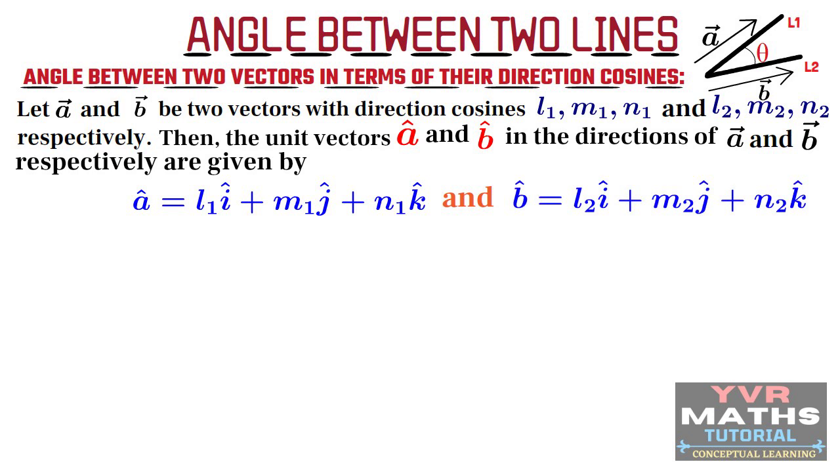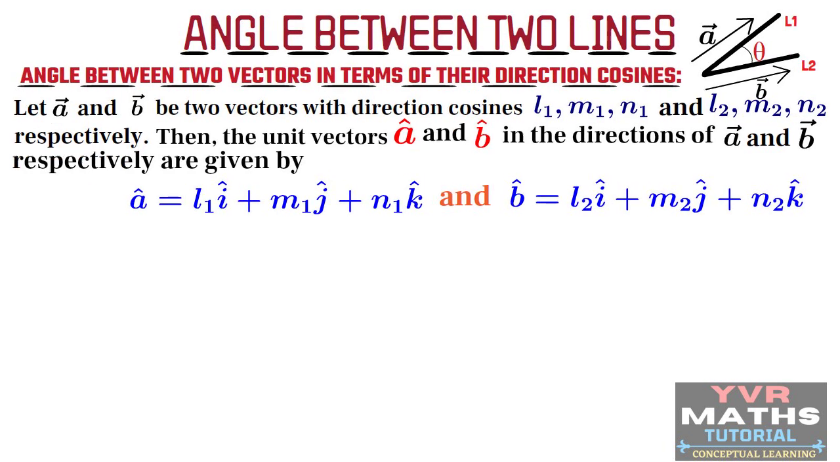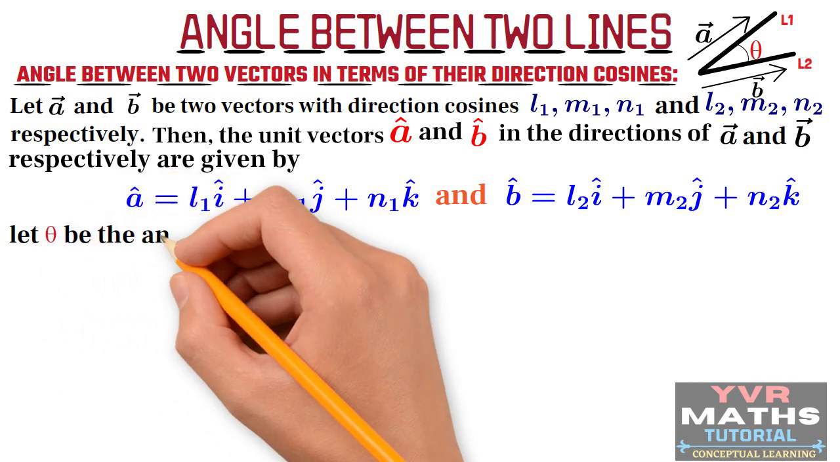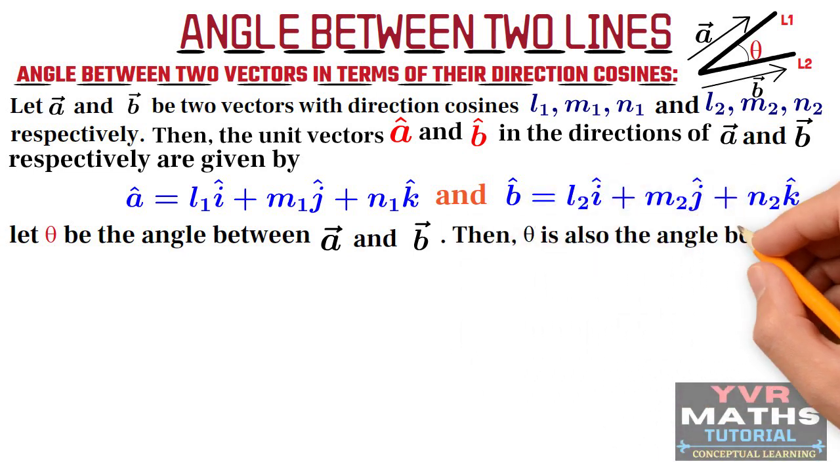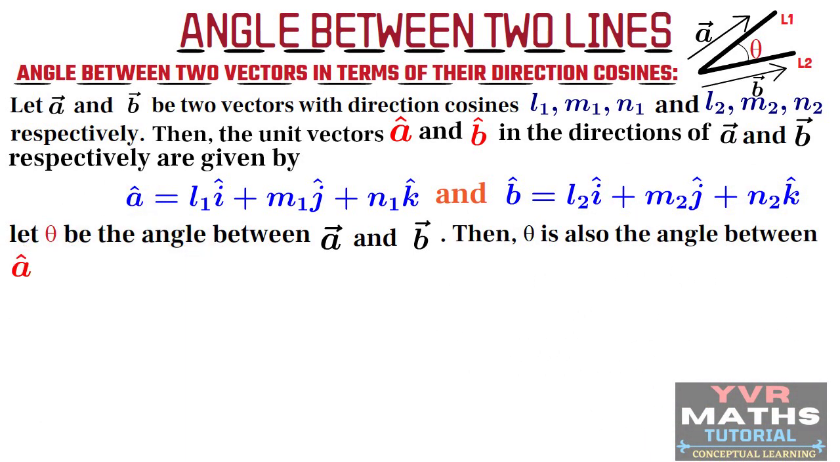Now here we need to find the angle between two lines. So according to the concept, the angle between two lines can be defined as the angle between their vectors which are parallel to the given lines. So let theta be the angle between A bar and B bar. Then theta is also the angle between A cap and B cap.